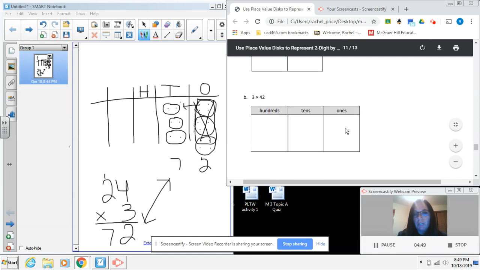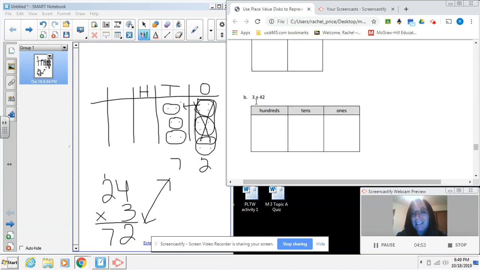And if I scroll down here and I'm showing my 3 times 42, you're going to do the exact same thing. We know that we have 4 in our tens place, and then 2 in our ones place. So we're just going to bring the 4 here in the tens place, 2 in the ones, and multiply each of those by 3.